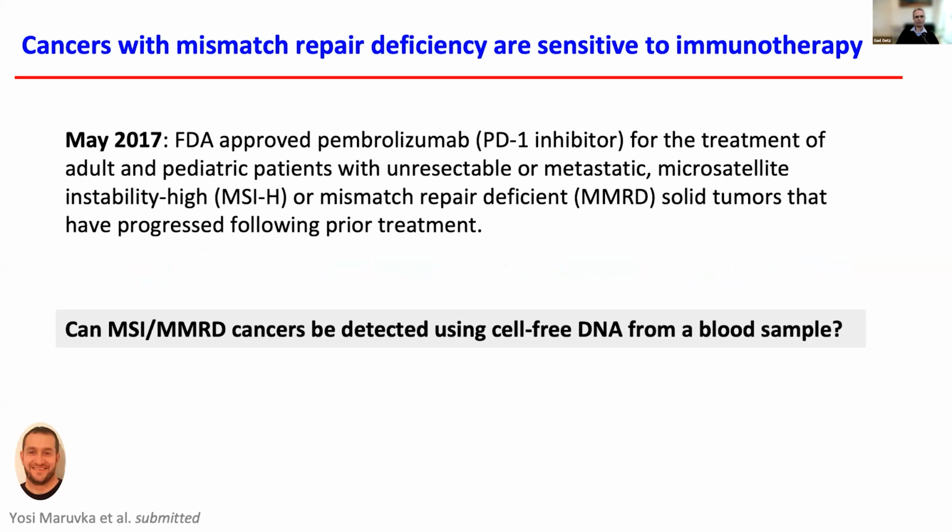As you all know, the FDA approved pembrolizumab, a PD-1 inhibitor, to treat any solid tumor that is MSI high, meaning that it has a mismatch repair deficiency. So what we asked ourselves is, can we easily identify MSI cancers from cell-free DNA from a simple blood draw? That would enable patients to be treated with these PD-1 inhibitors.